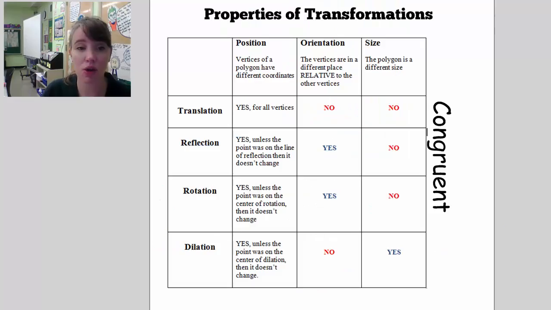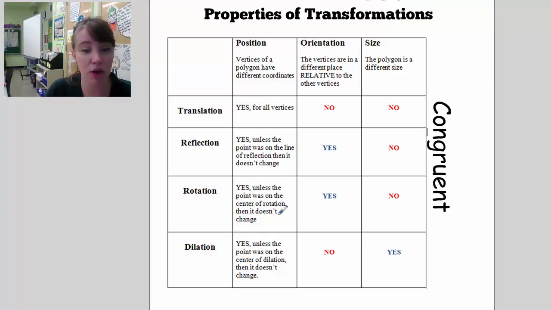All right. So this is actually a way to check the property of each transformation. You want to take a second and copy this down or print this out for your notes. There are three things that I want to talk about: position, orientation, and size. Position is the vertices of the polygon and whether or not they have different coordinates after the transformation. Translation, reflection, rotation, and dilation all change position, except that if the point is on the line of reflection, the position doesn't change.